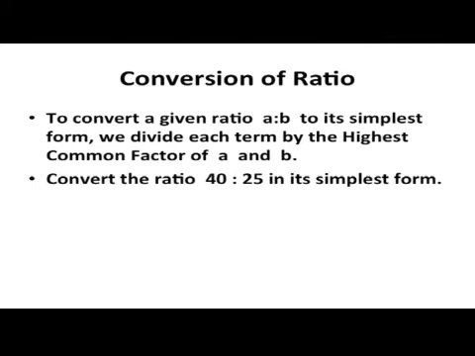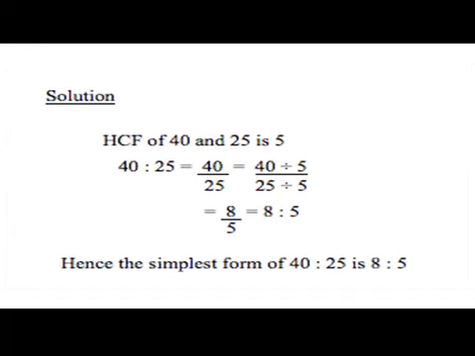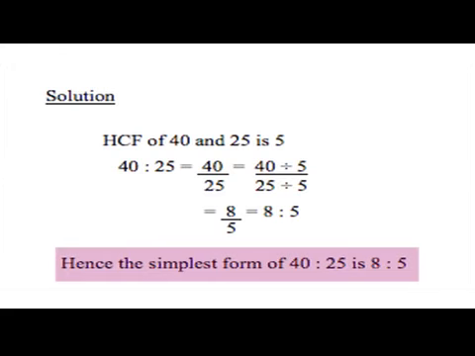For example, convert the ratio 40:25 in its simplest form. Now coming to the solution. HCF of 40 and 25 is 5. Therefore, 40:25 can be written as 40 divided by 25, that is equal to 40 divided by 5 over 25 divided by 5, that is 8 by 5. We can write it as 8:5. Hence, the simplest form of 40:25 is 8:5.